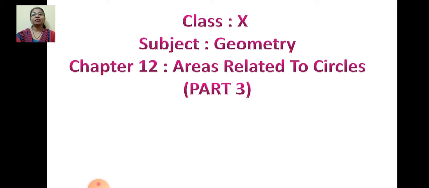We have been learning this chapter 12, area related to circles. This is the third part. In the previous part we started our exercise 12.1, in which we discussed some simple examples related to circumference and the area of a circle. I remember question number 2 was given as homework, which was very similar to question number 1. So in today's lecture, first we will complete exercise 12.1.